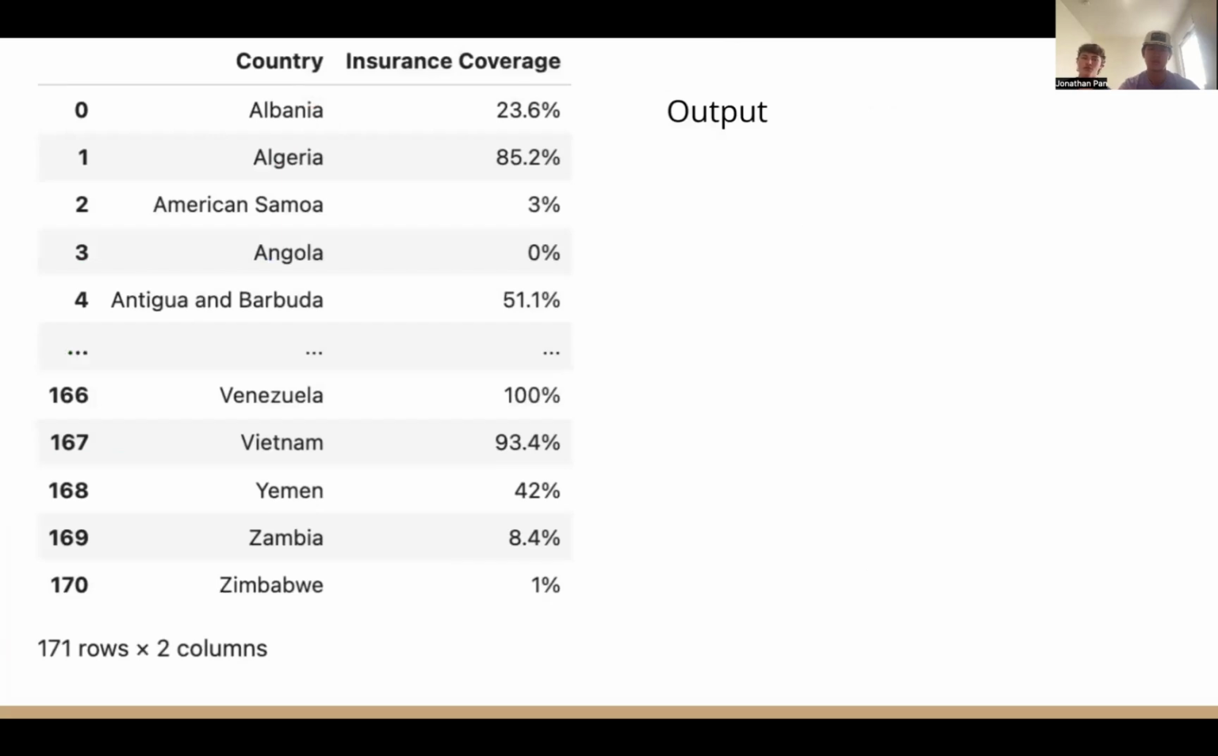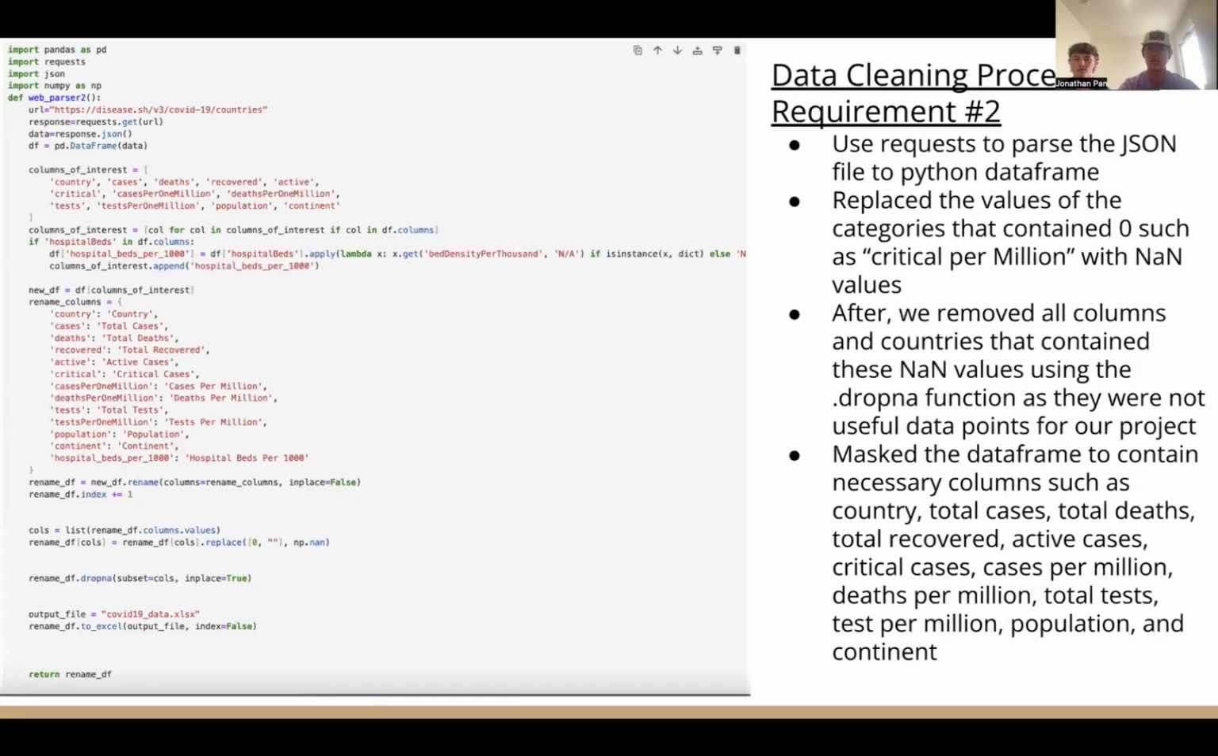As you can see, it shows each country in alphabetical order, and then next to it, the insurance coverage %. For the data cleaning process for web requirement number 2, we used requests to parse the JSON into a Python data frame. Then we replaced the values of categories that contain 0, such as critical per million, with NaN values, and then we removed all those columns as a result. After that, we used the dropna function on NaN values, as they were not very useful for our project.